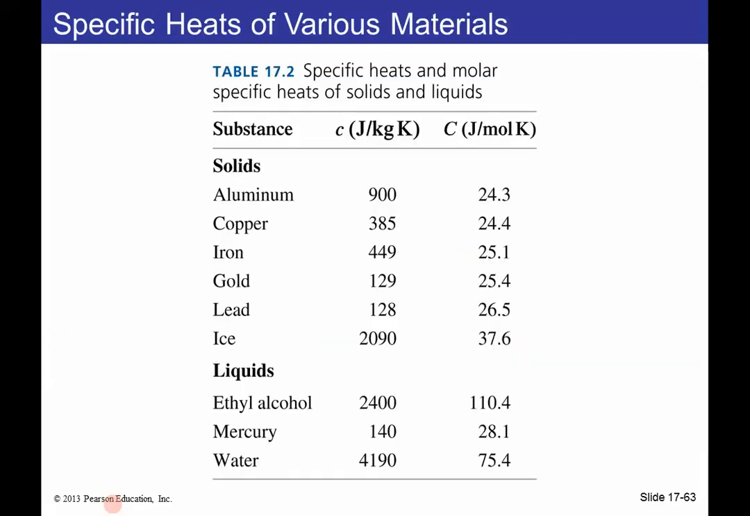This table here shows a specific heat for different materials. So aluminum is 900, and this is the specific heat in joules per kilogram per Kelvin, and this is the molar specific heat. So you have copper here, iron, gold, lead, ice. Compare ice with all this. What this means here is that it's very hard to raise the temperature of ice. For liquids, we have alcohol here, we have mercury and water. And again, water has a very high specific heat. That means it's very hard to raise the temperature of water.